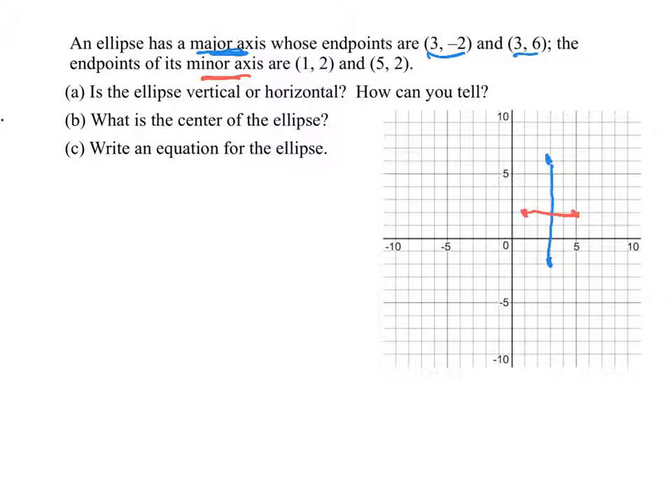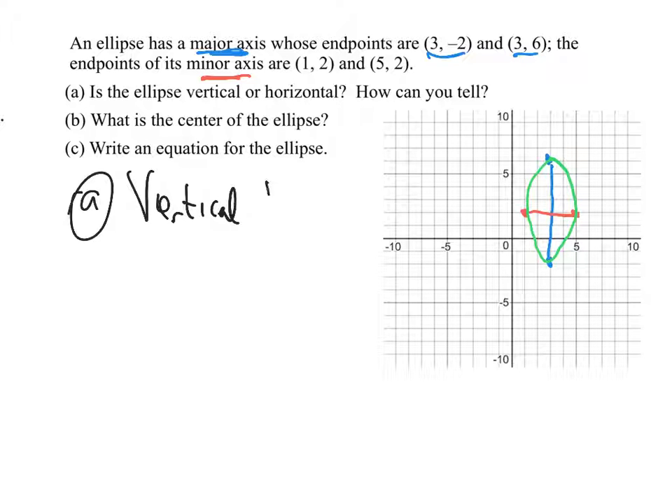This allows us to sketch the ellipse pretty quickly, or at least it's a really quick idea of where it goes, something like that, which wasn't asked for directly, but will be useful. And then we can go tackling the rest of the questions here. So A, is the ellipse vertical or horizontal? Well, it's pretty easy to see from the sketch that it is vertical because the major axis is vertical.